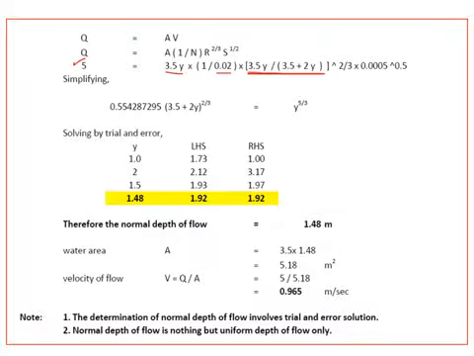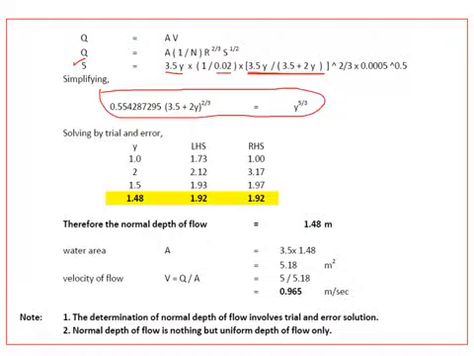Now you can solve this equation by means of your calculators. So now I'll do it by trial and error. I'll assume various values of Y till the left hand side is equal to the right hand side. For this equation I have tried various values. Finally I found that for 1.48 I am getting left hand side as 1.92, right hand side as 1.92. So therefore the value of Y is 1.48.